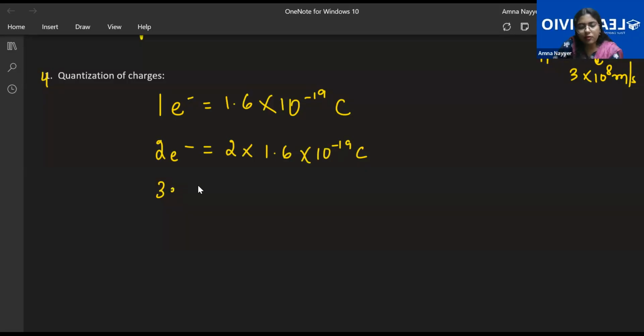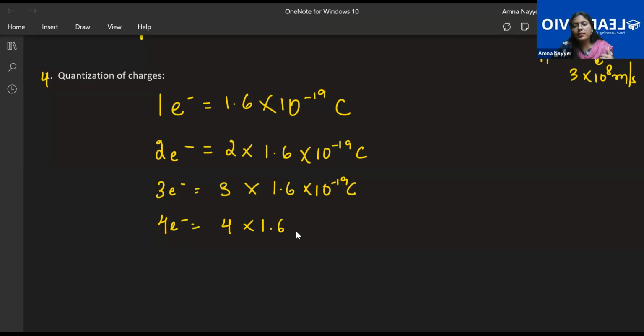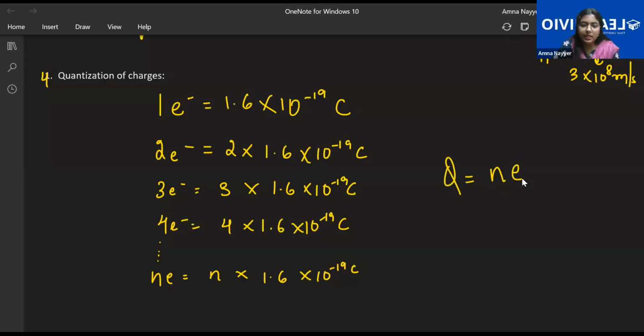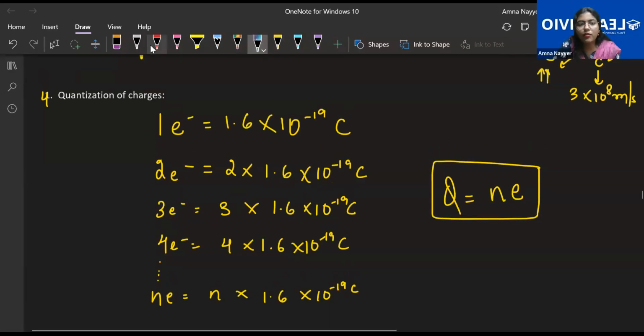If I take 3 electrons, it will be 3 times E. So 3 into 1.6 into 10 to the power minus 19 coulomb. Similarly, 4E. So 4 times 1.6 into 10 to the power minus 19 coulomb, like this. 5E, 6E till nth E. What will nth E be? N into 1.6 into 10 to the power minus 19 coulomb. According to this, what's the total charge? N times E. This is the formula of the charge. It's a very important formula.